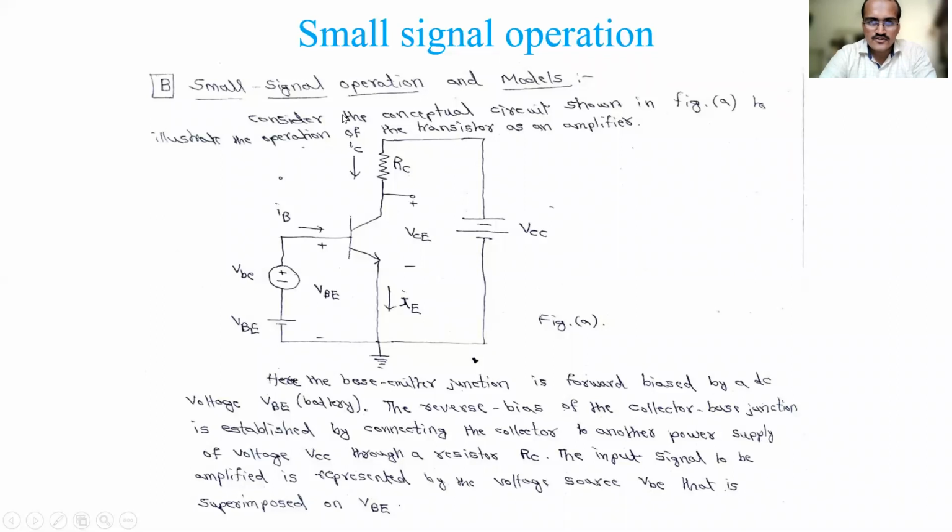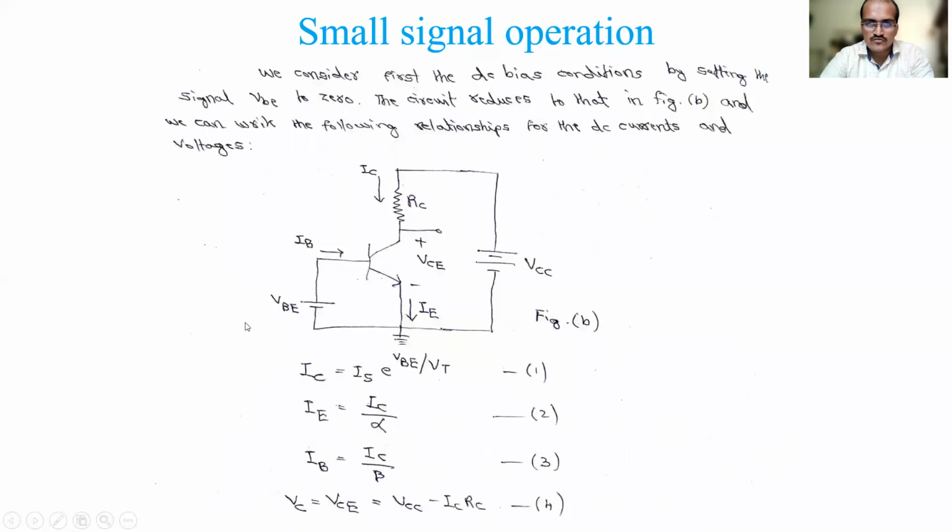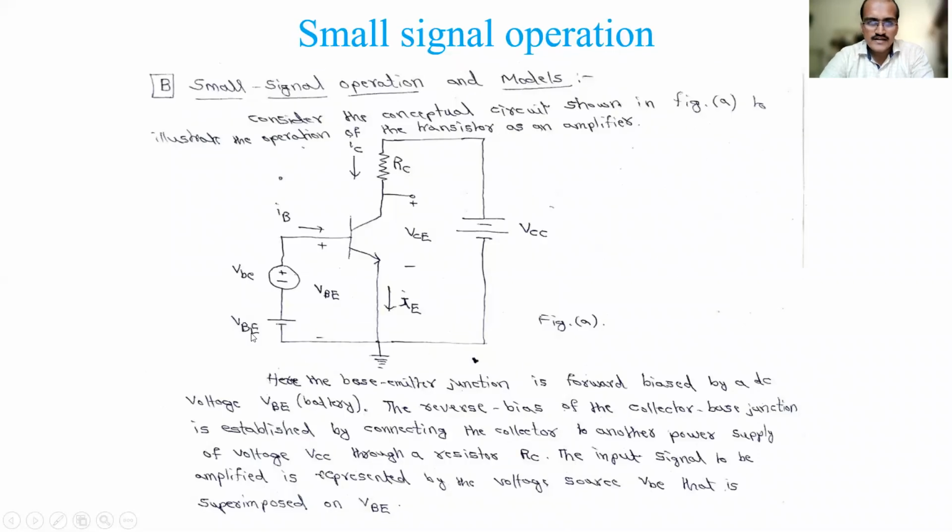This is the circuit we have taken, a conceptual circuit to understand the small signal operation. I told you there is an instantaneous voltage, a DC quantity and an AC quantity. The instantaneous quantity has a small letter and a capital subscript. A DC quantity has both the letter and the subscript capital. If both the letter and the subscript are small, then it is called a small signal component or AC component. This holds good for base current, emitter current and collector current.